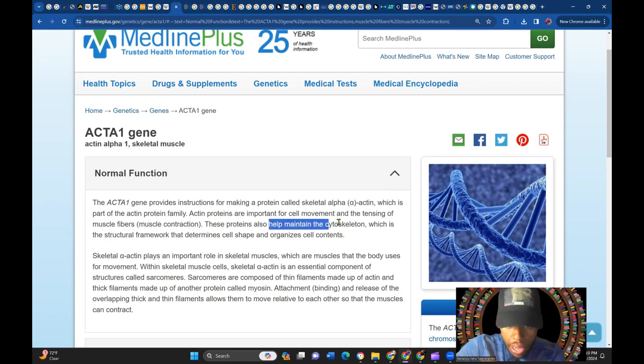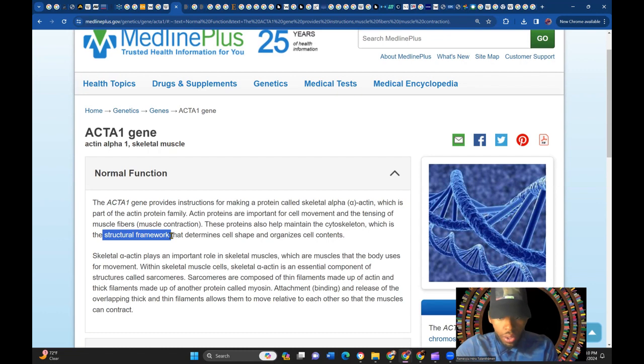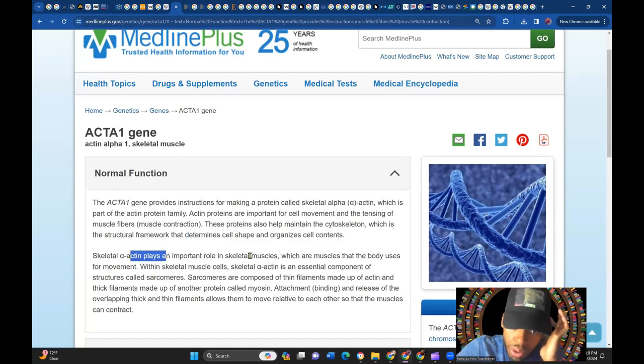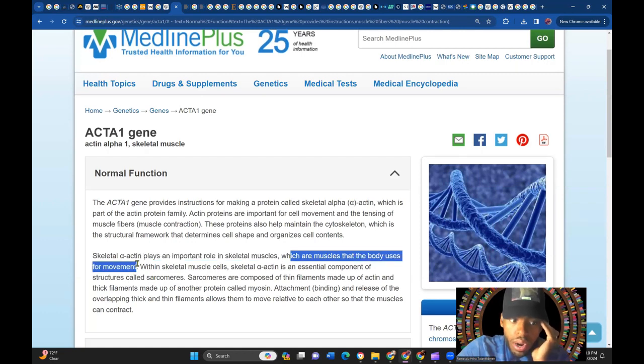And they help maintain the cytoskeleton. That's basically you, right? The structure. It determines the cell shape and organizes cell contents. And actin plays an important role in skeletal muscles, right? Which are muscles that the body uses for movement.